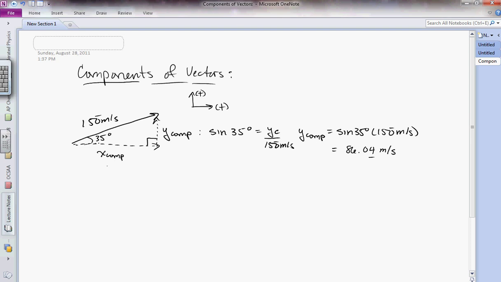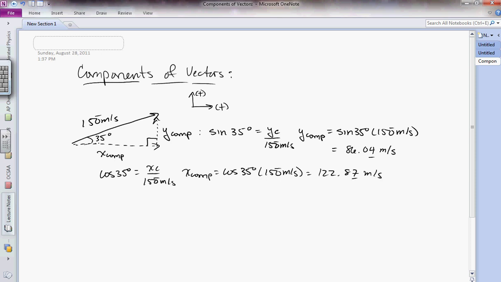For the x component, we'll do something very similar, except now this is the side adjacent to the angle, and so we'll say that the cosine of 35 degrees is equal to our x component divided by our hypotenuse of 150 meters per second, and our x component, again rearranging a little bit, will be the cosine of 35 degrees times 150 meters per second, and that gives us 122.87, again carrying some extra sig figs here.